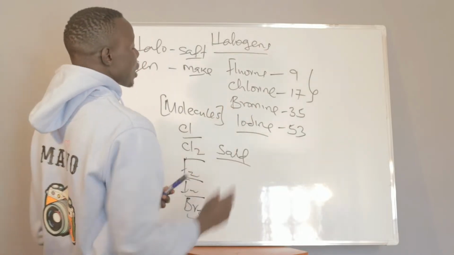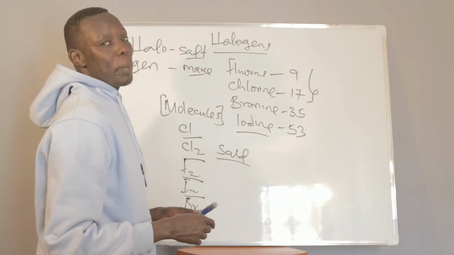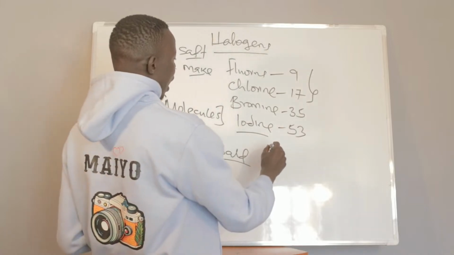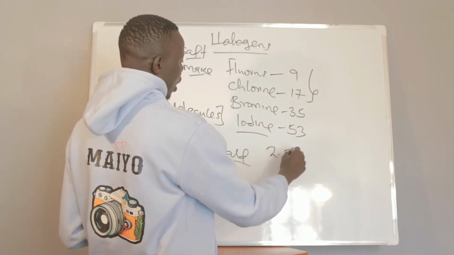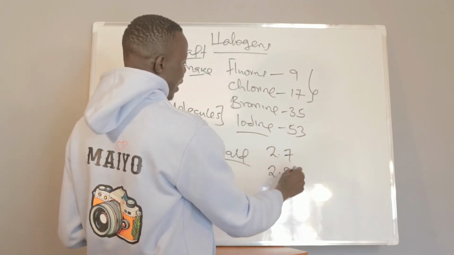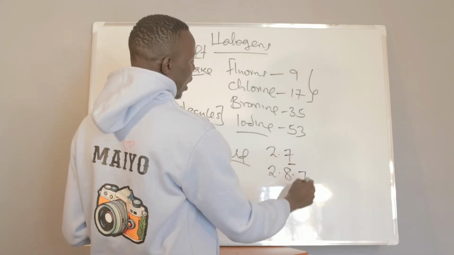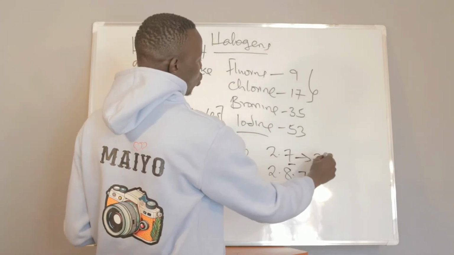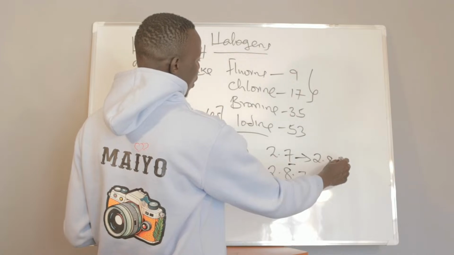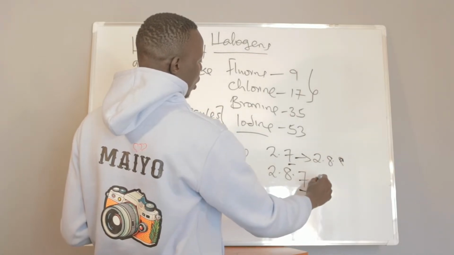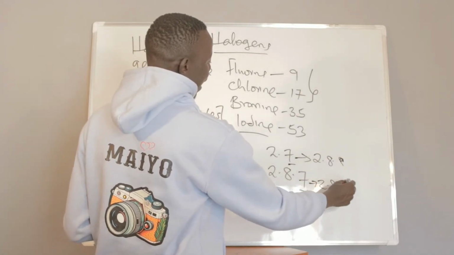They form ions by gaining electrons. Fluorine is 2:7, chlorine is 2:8:7. So they gain one to make complete. So it becomes 2:8, and iodine 2:8 and 8. So these are the ions.